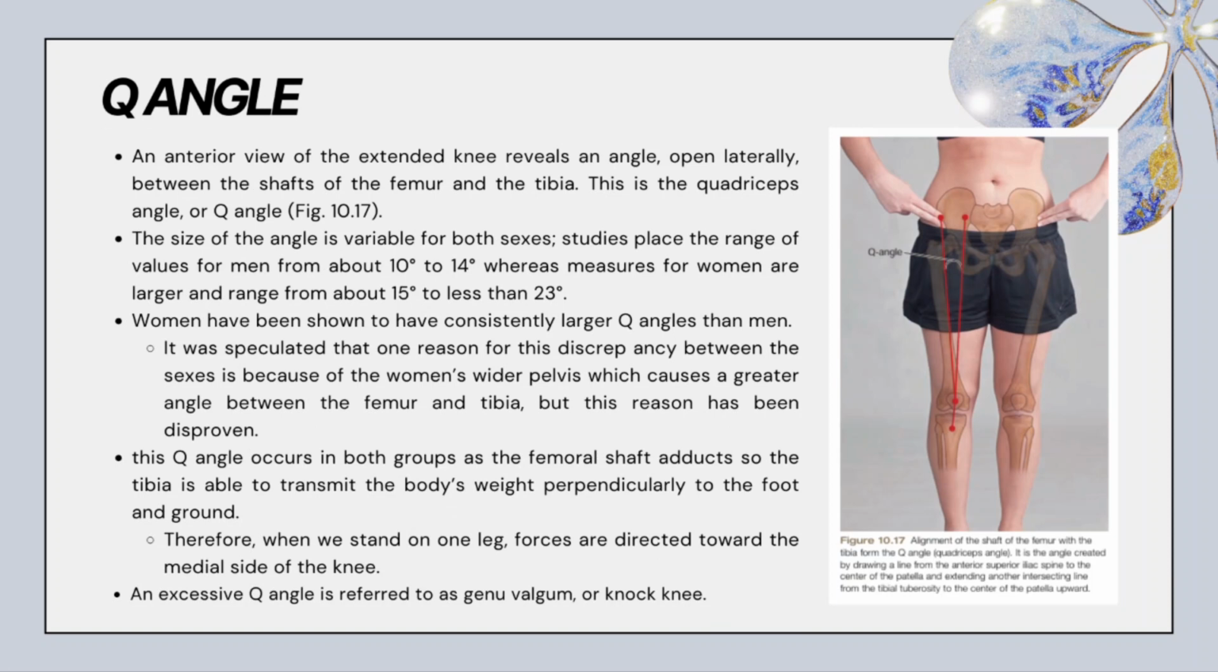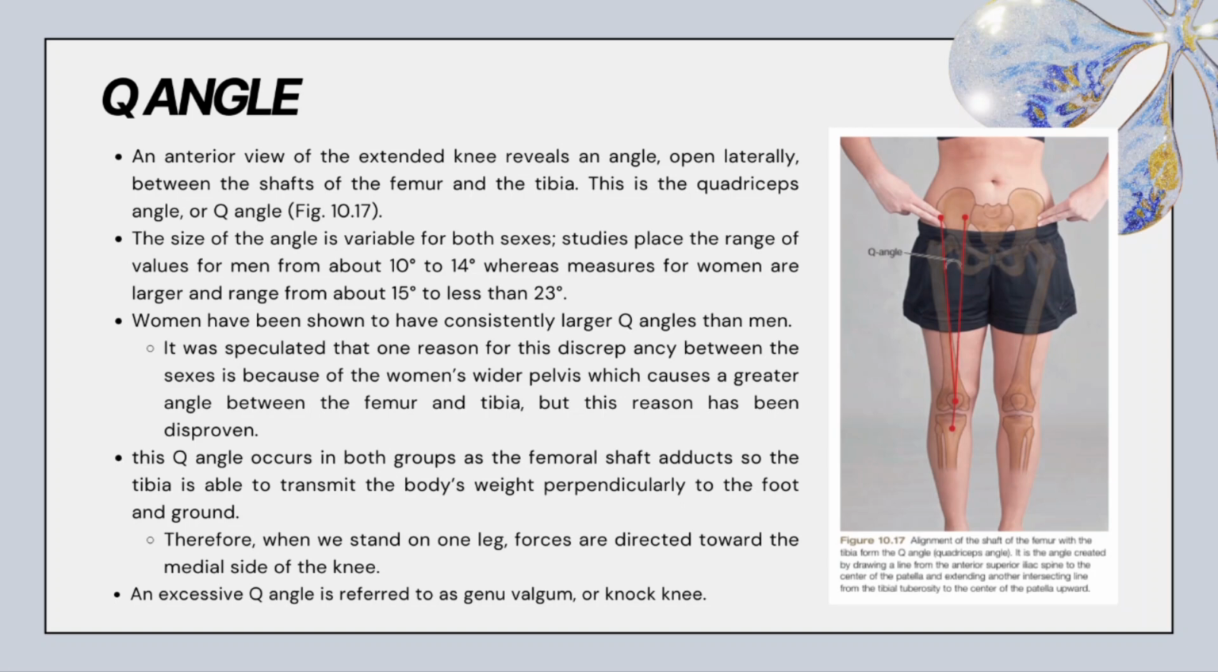So, the Q angle, by definition, is formed between a line representing the resultant line of force of the quadriceps, connecting a point near the axis to the midpoint of the patella, and a line from the center of the patella to the center of the tibial tubercle. So, the size of the angle is variable for both sexes. Studies place the range of values for men at about 10 degrees to 14 degrees, na mas malaki yung sa women, which is nagre-range siya sa about 15 degrees to less than 20 degrees.